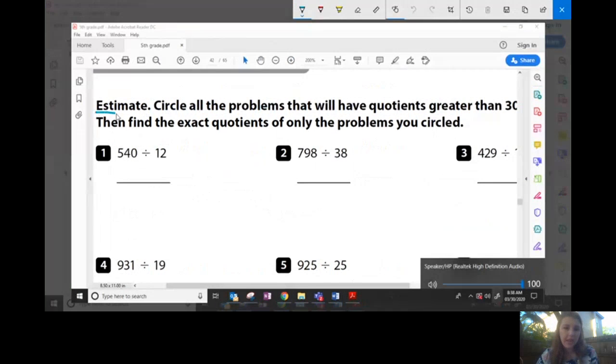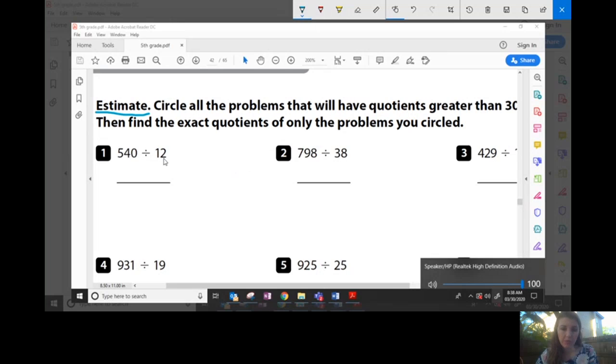So first thing it says to do is estimate. When you're estimating with division, you can round each your dividend and your divisor so that you can get an answer that you found mentally without having to do all the work first to see if your answer is going to be close to the real answer.